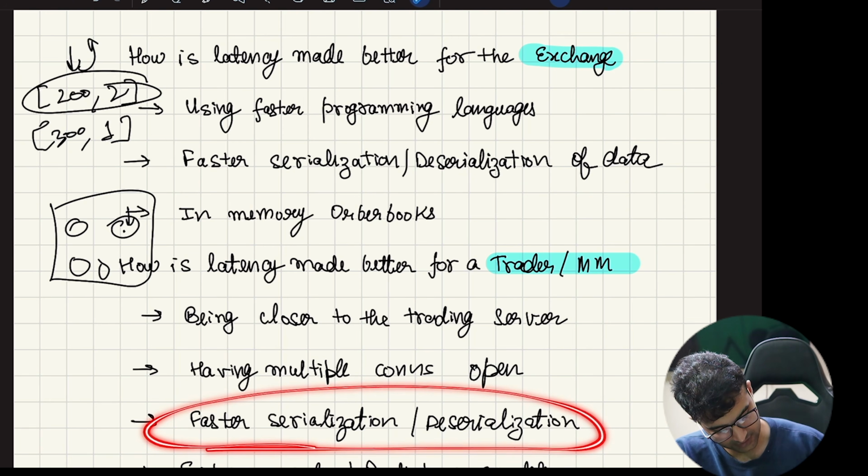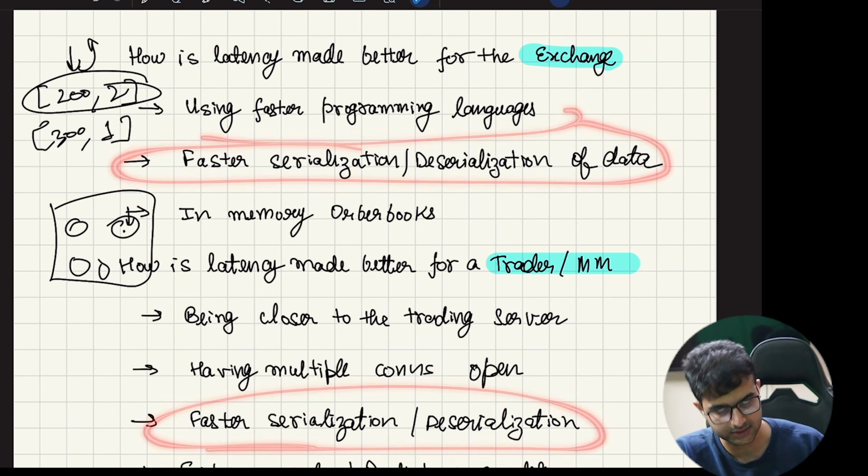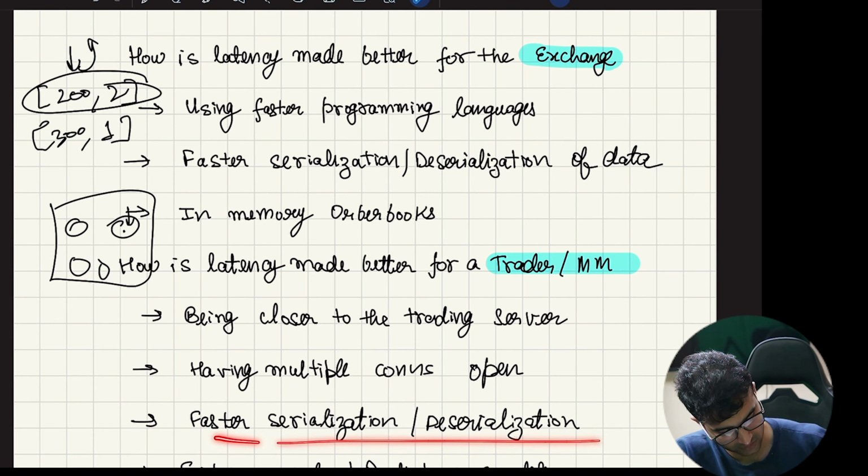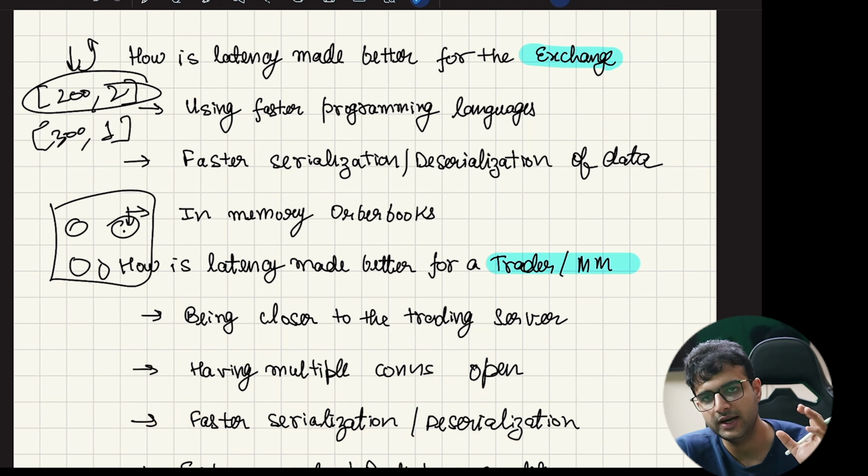Next, fast serialization and deserialization, which is basically the same thing as here. These guys are also receiving a bunch of data from an exchange, like the current prices, the current depth and the depth updates. They need to make sure they're able to read them fast. So here also a lot of work goes into understanding how you can deserialize data well.